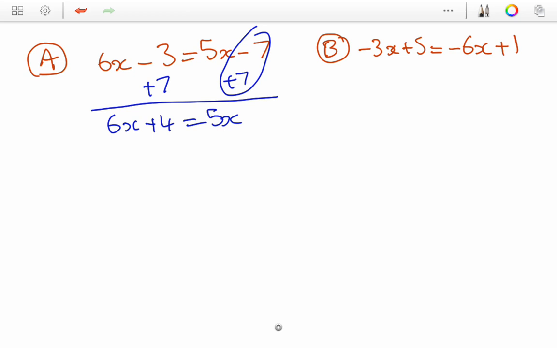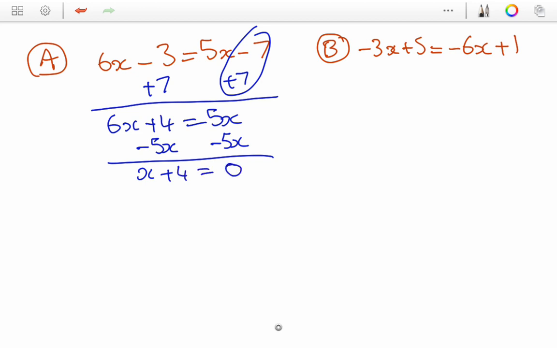Next thing I want to do is I'm going to head for not the 4, because that's not going to make things simpler. I want to get all of my x's on one side and my constants on the other. So I'm actually going to go for the 5, and I'm going to say minus 5x, because it's positive, minus 5x, which gives me x plus 4 is equal to 0.